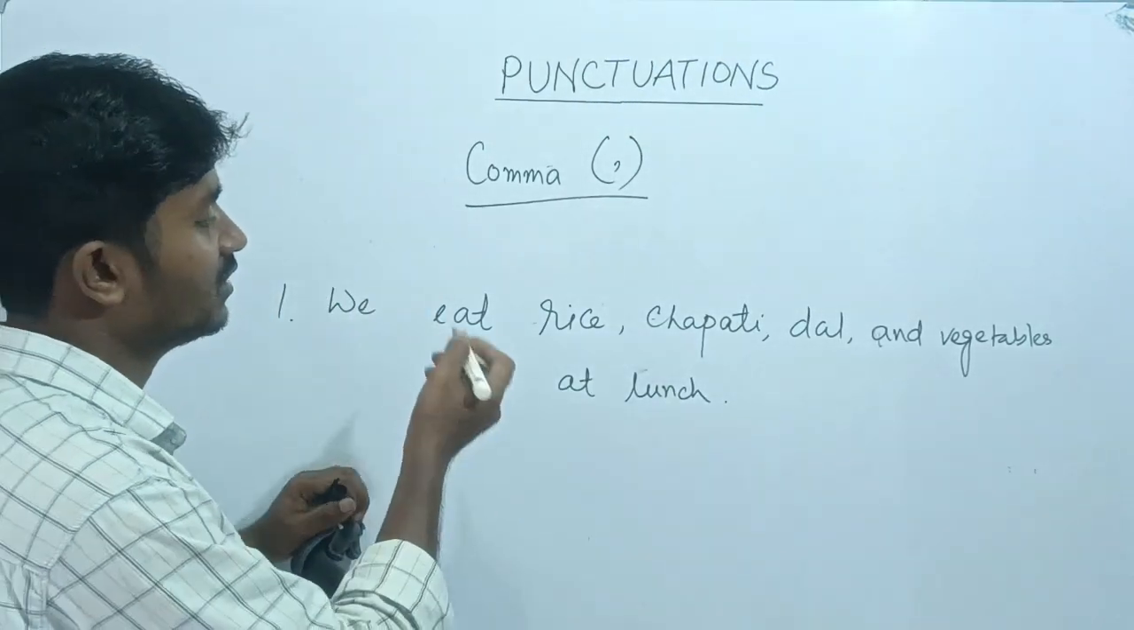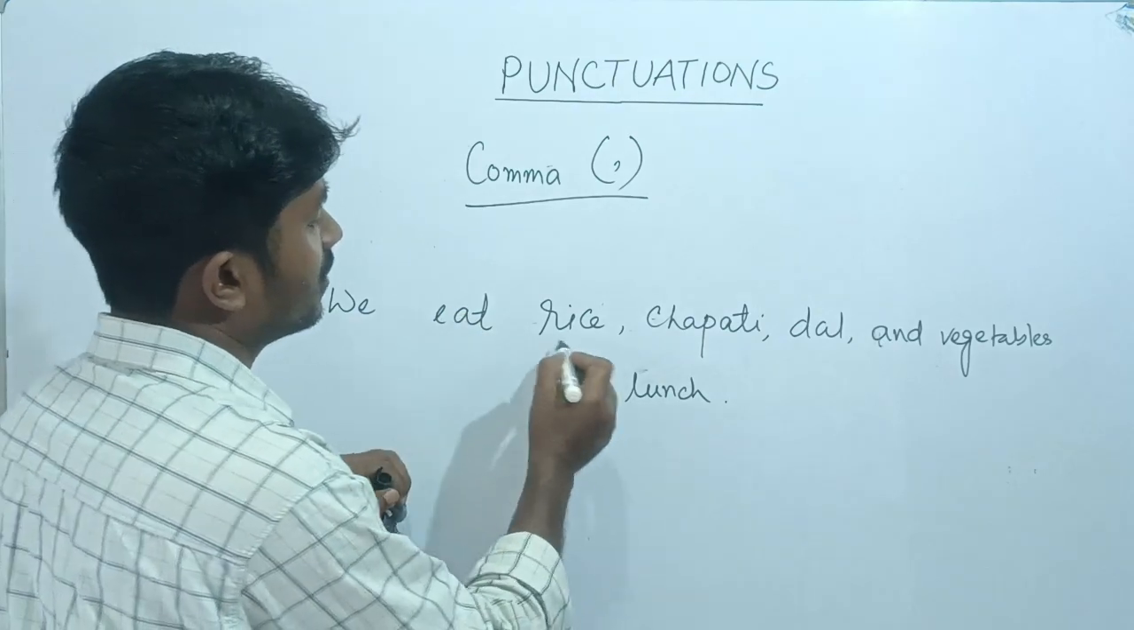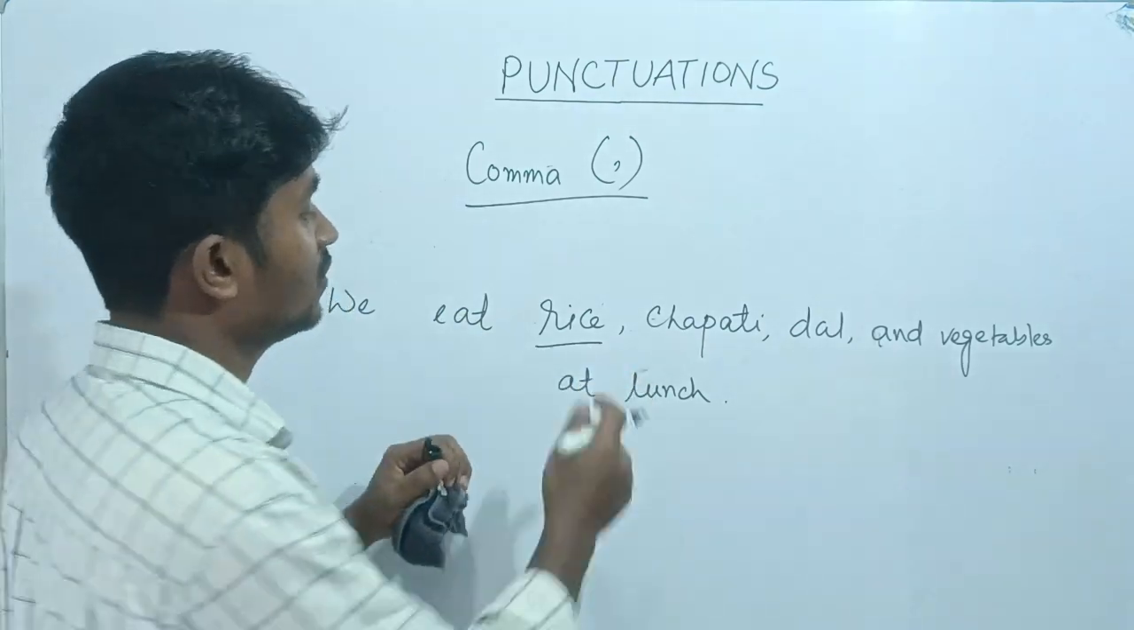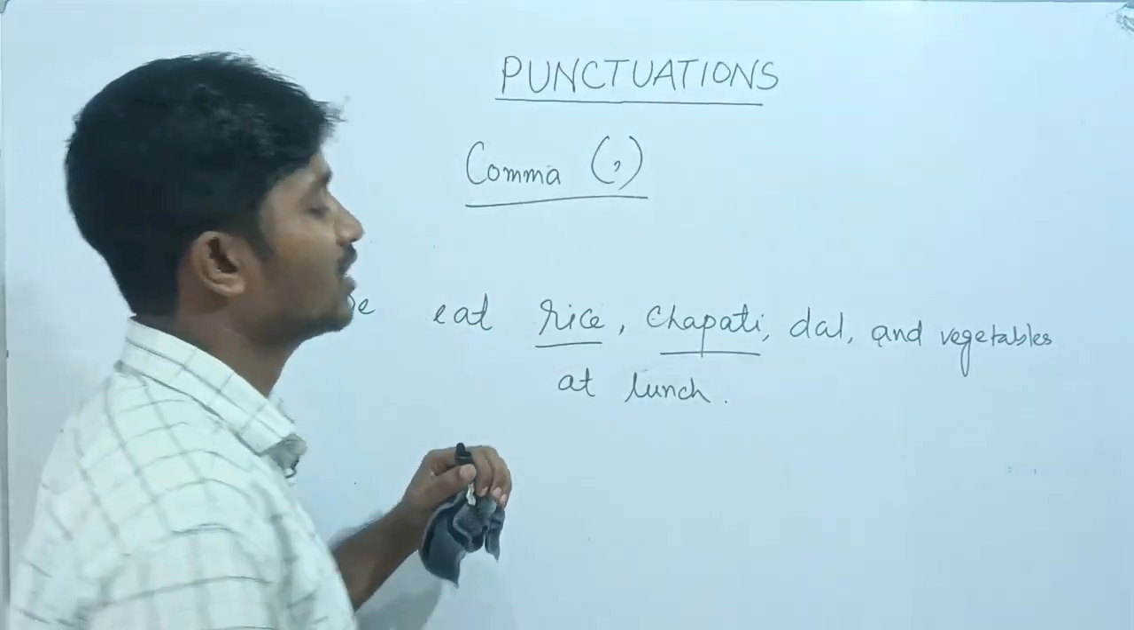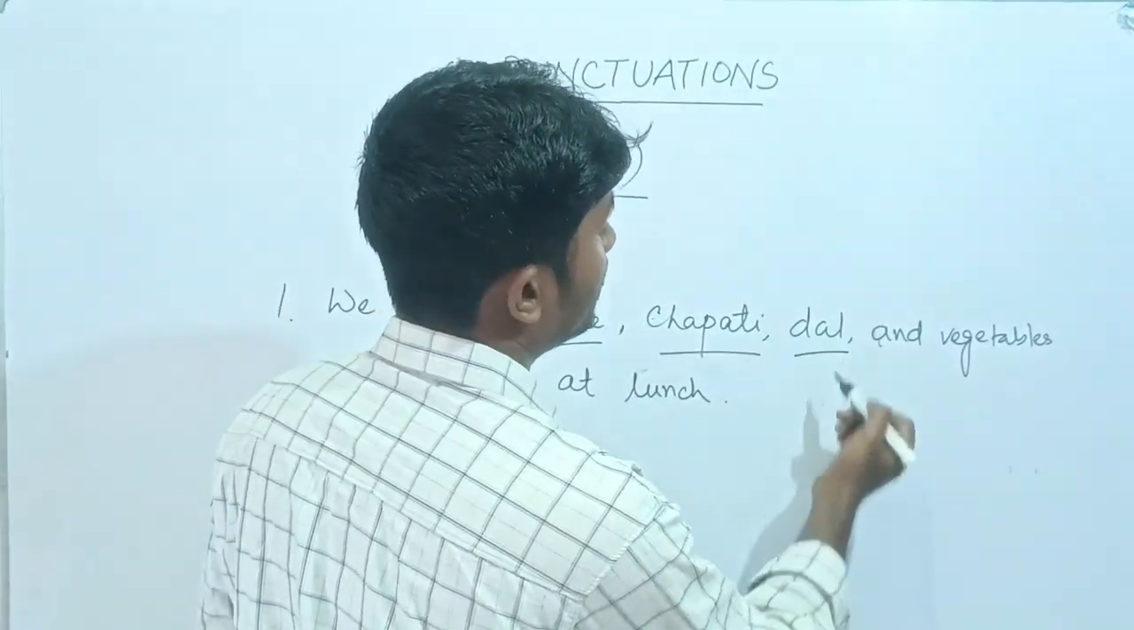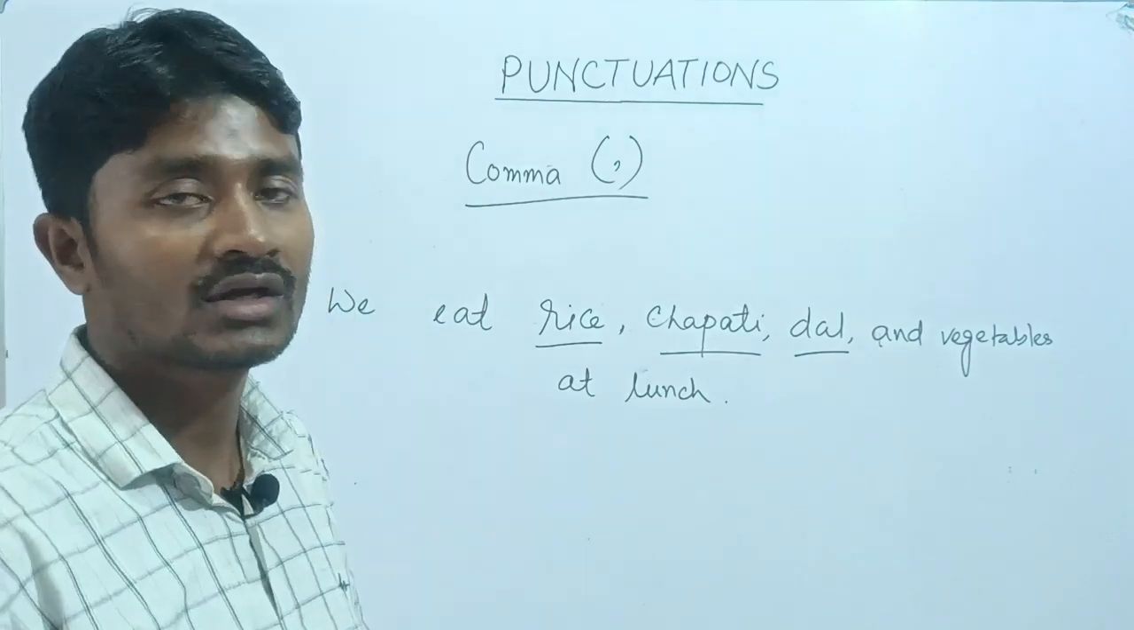You can see here in the sentence, rice is a noun, so here we use a comma. Chapati is a noun, here we use a comma. Dal is a noun, so we use a comma here.